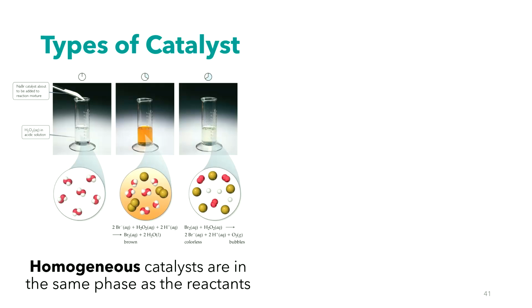So homogeneous catalysts are in the same phase. This is the reaction you guys just wrote out. That's our H2O2, and we're adding sodium bromide as our catalyst, okay? So we would define that as homogeneous because it's in the same phase, all right? Enzymes also fall into this category, okay? So enzymes are here.